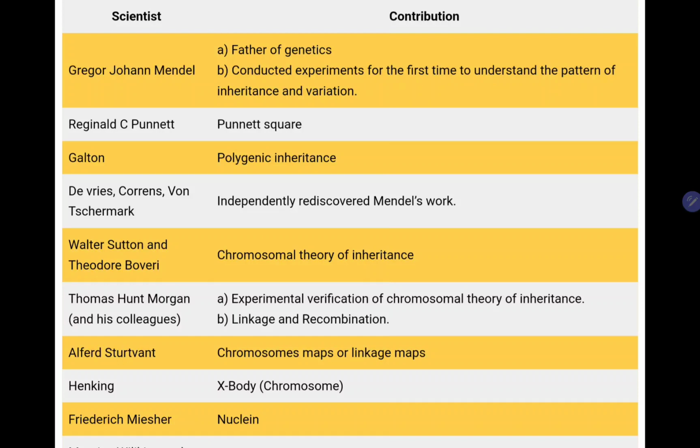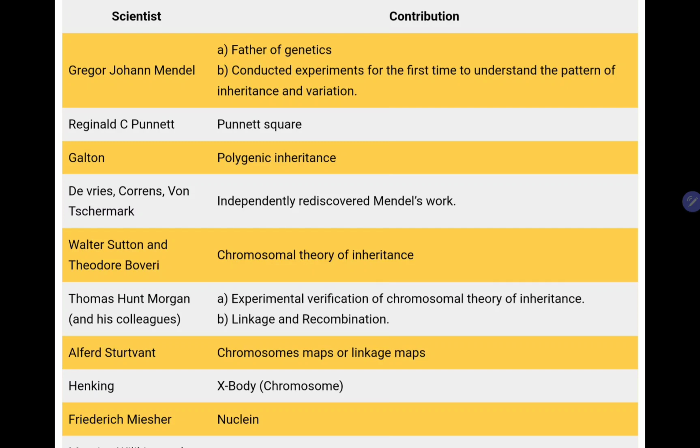And next, Alfred Sturtevant: chromosomal maps or linkage maps. Centimorgan is the unit he gave for mapping. Henking, X body. He studied insects and identified that half of the gametes have a special body and half of the gametes do not have the special body in male insects. From that he named the special body X, and the other half of the gametes don't have that X. We see in a grasshopper XO type of sex determination in males.